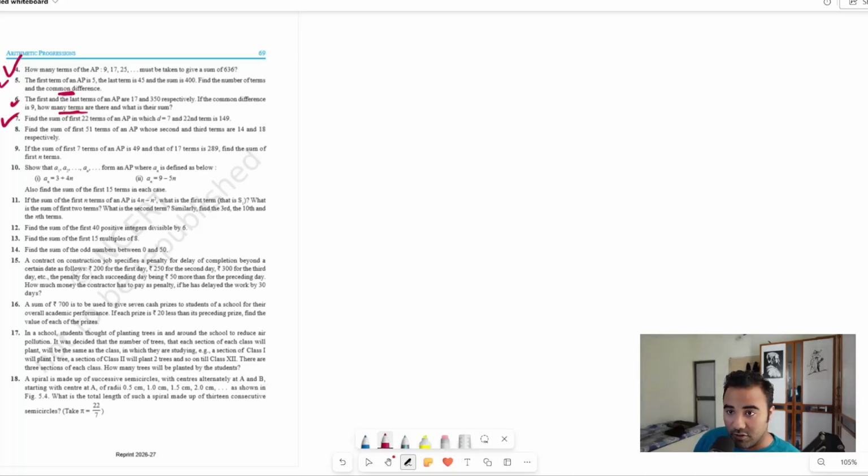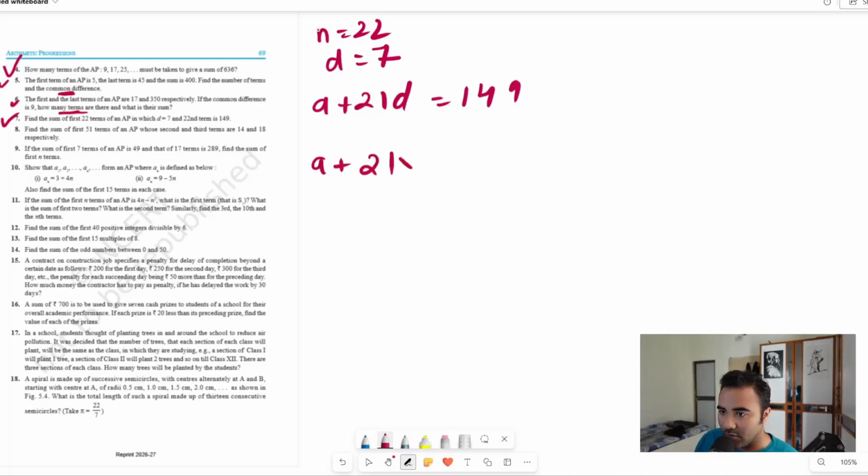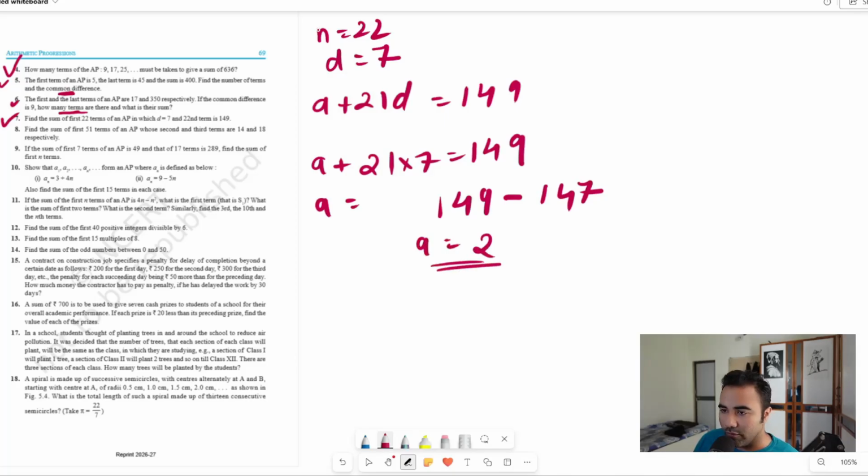Okay, find the sum of first 22 terms. So n is equal to 22, in which d is equal to 7, and the 22nd term is a plus 21d, since it is n minus 1, so 22 minus 1 is 21, and that is 149. In the place of d, you can put 7. a plus 21 multiplied by 7 is equal to 149. a is equal to 149 minus 147, so a is equal to 2. So the first term is 2, d is 7, and n is 22.